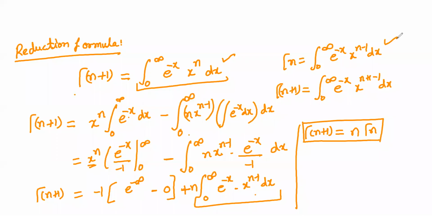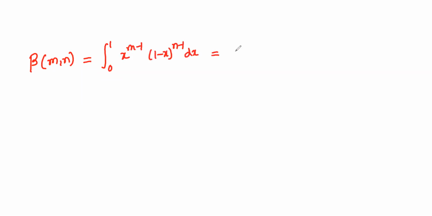So gamma n plus 1 is n gamma n. This is the reduction formula we have derived. Please write it down. First we have to find beta mn. Beta mn we have written as the integral from 0 to 1 of x raised to m minus 1, 1 minus x raised to n minus 1 dx. This is what we wrote, and we also derived this beta mn.